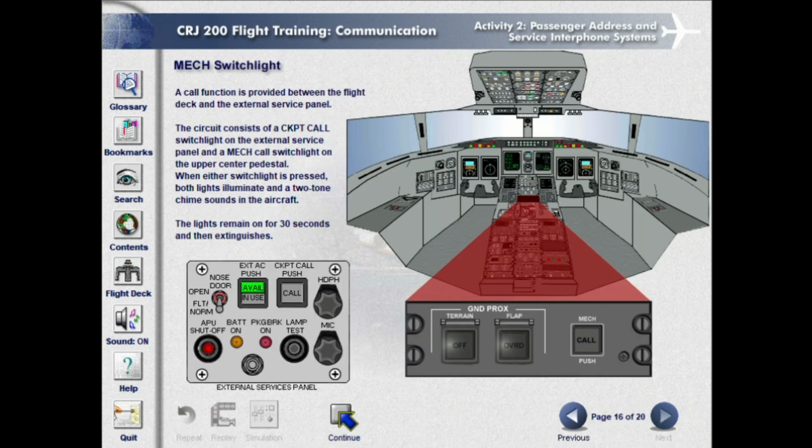Mechanic switch light. A call function is provided between the flight deck and the external service panel. The circuit consists of a cockpit call switch light on the external service panel and a mechanic call switch light on the upper center pedestal. When either switch light is pressed, both lights illuminate and a two-tone chime sounds in the aircraft. The lights remain on for 30 seconds, then extinguish.